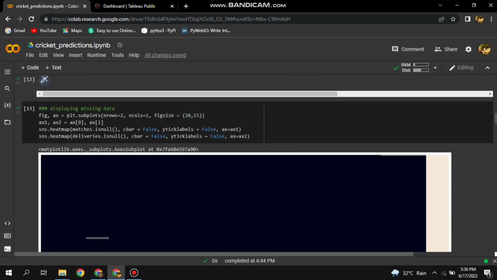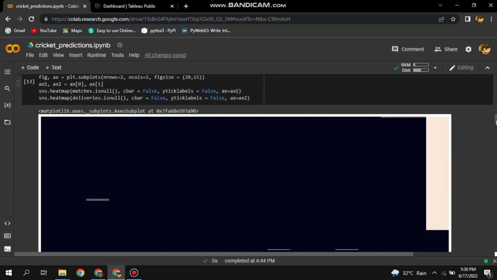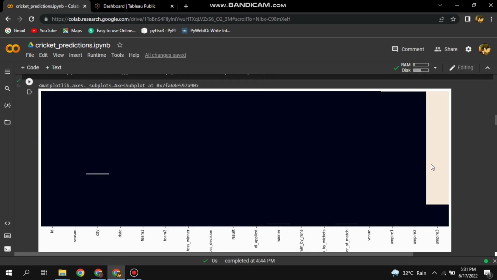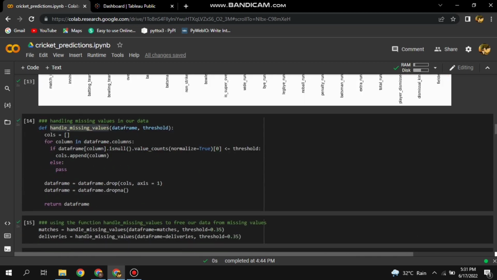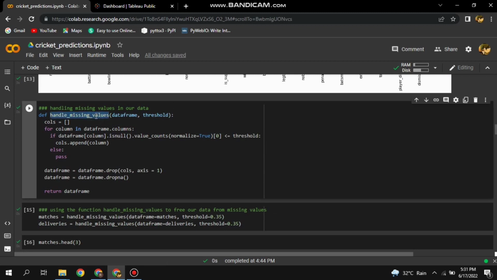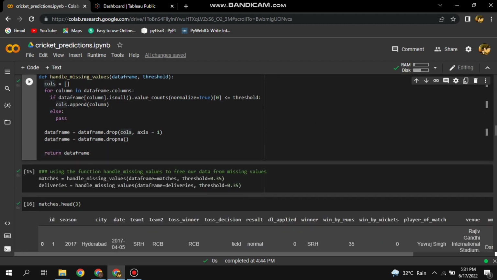And then I performed missing value analysis. I found that there were some columns which were more than half filled with null values, so I defined this particular function, handle missing values. What it does is it drops the columns which are more than 35% filled with null values, drops the rest of the rows which have null values in the other columns, and returns a data frame which is free from all the null values.